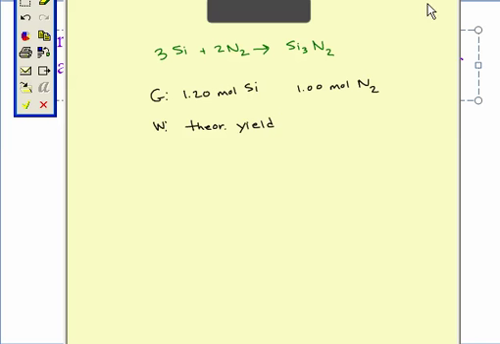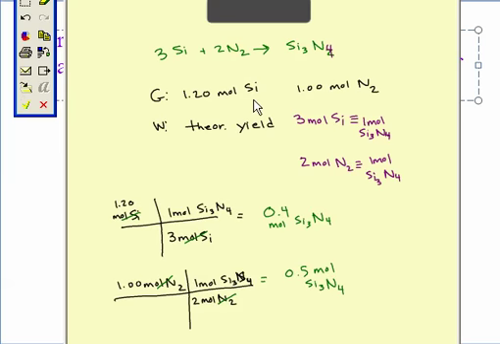Okay, so to do that we need our stoichiometric relationship from our balanced equation. 3 moles of silicon equivalent to 1 mole of trisilicon tetranitride. And I made a mistake up there. There we go. And then 2 moles of nitrogen is equivalent to 1 mole of my trisilicon tetranitride. So now I'm going to have to do a mole ratio with both of these.